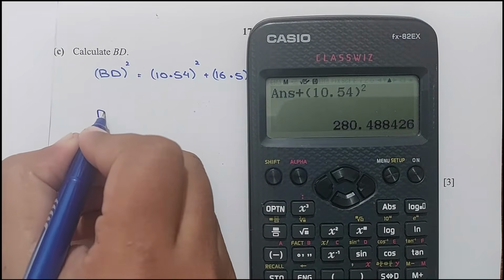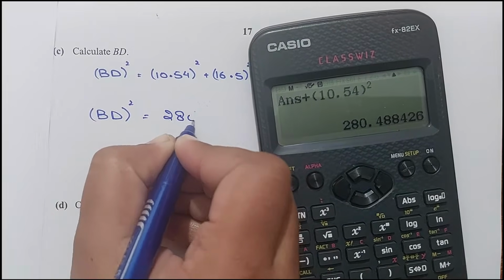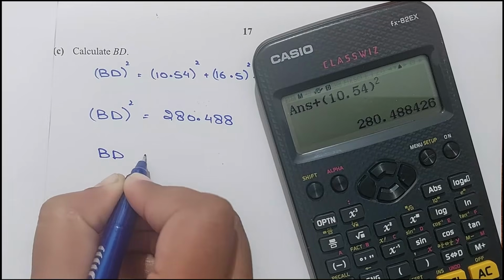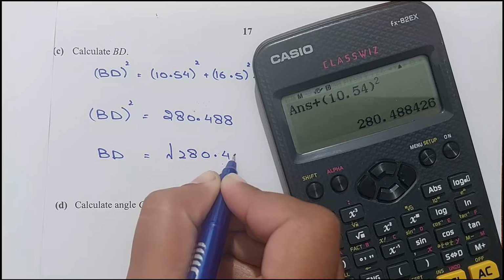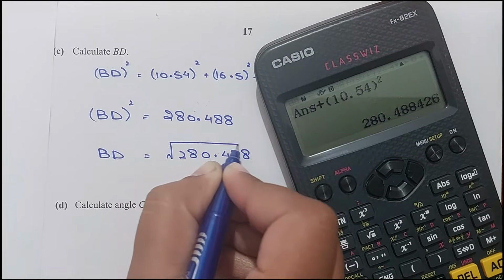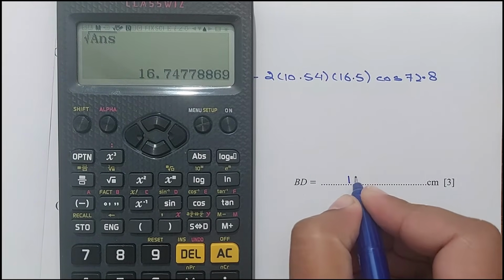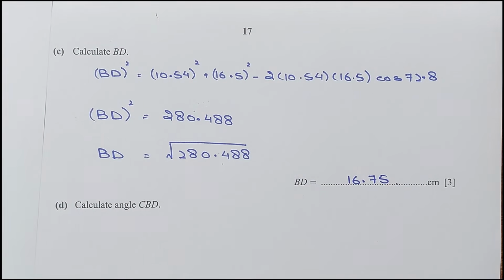Okay, this is BD square is 280.488. So BD is the square root of that. So the square root of the answer is 16.74 or 16.75, we can say, when we round it up. 16.75 centimeter is BD. Right, now moving to part D, calculate the angle CBD.